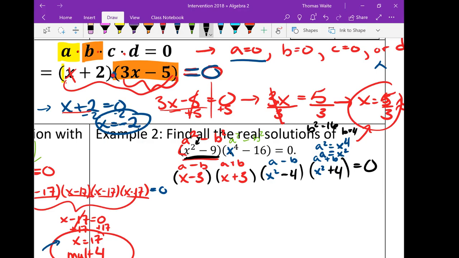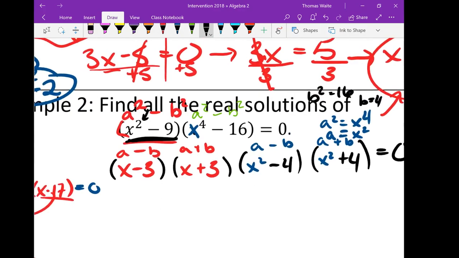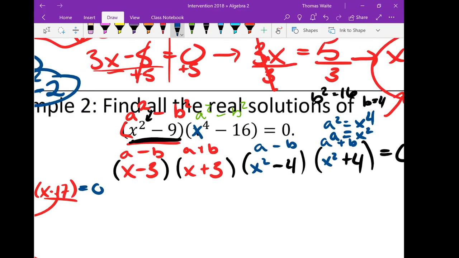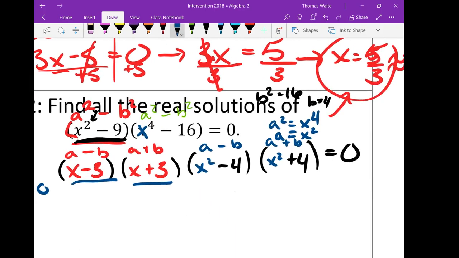Again, we should have seen this. If this looks confusing, go back to the video on factoring differences of squares and cubes. But by applying difference of squares twice here, it's gotten us a little bit closer. We now have these two terms over here that are linear, and they're ready to find their zeros. And over here, we've gotten closer. We went from an x to the fourth polynomial, and we split it into two x squared polynomials.